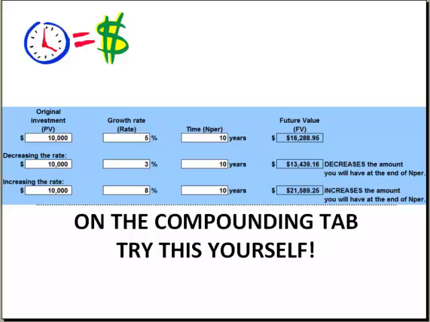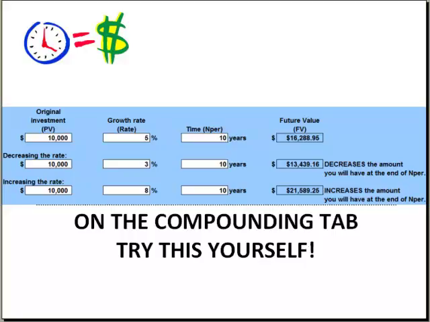Let's try it again, but this time, in the third row, I increased the growth rate from 5% to 8%. This time, the value of the CD after 10 years shot up to $21,589.25. If you can find a CD that pays 8%, let me know. Even 5% is kind of high these days. But the point here is that the greater the interest rate, the faster your money grows. It's as simple as that. That's the math.